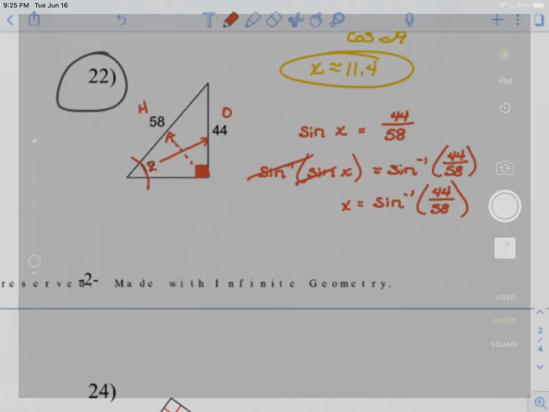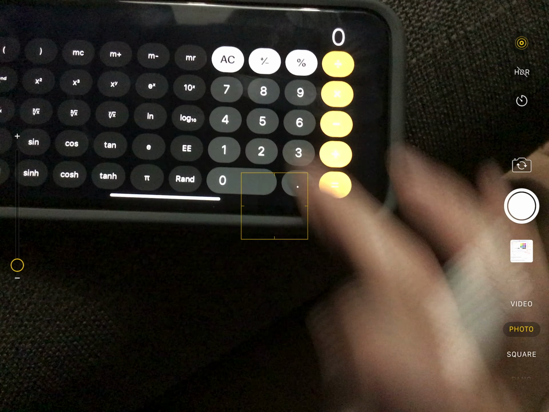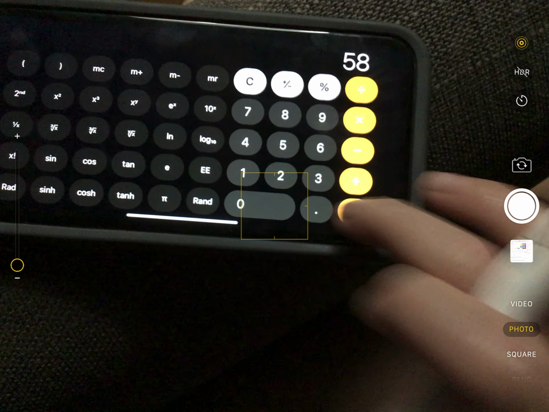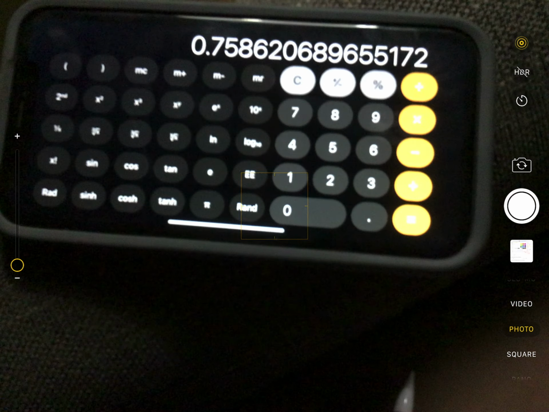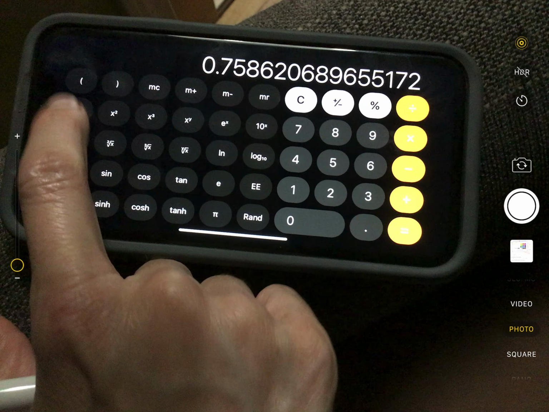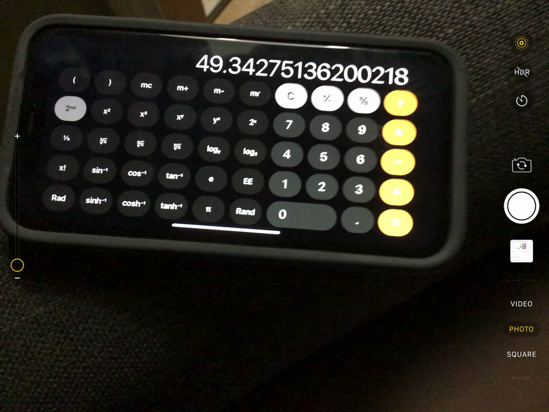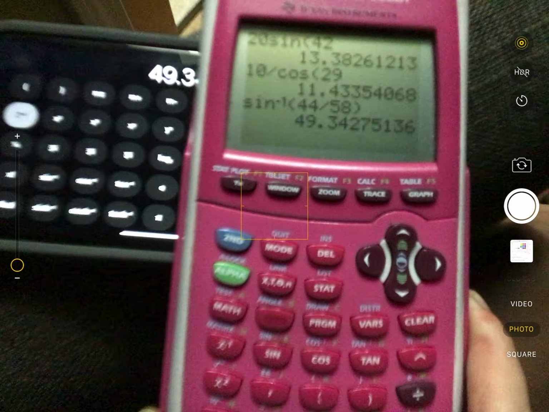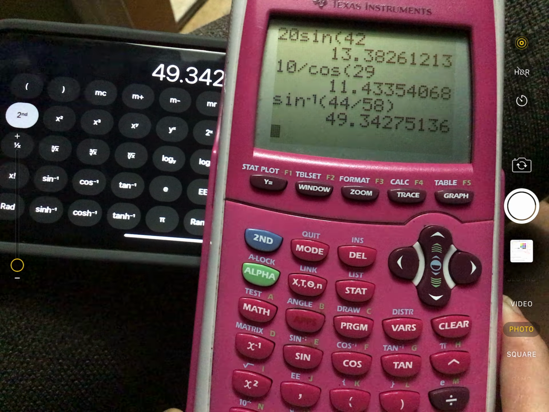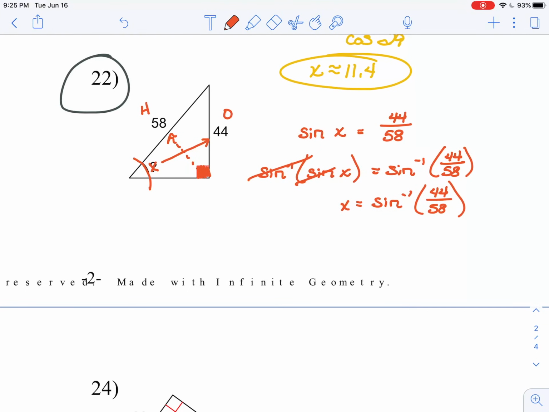And again, for those of you with the unfortunately programmed calculators, we would type in first the 44 out of 58 and figure out what decimal that is, and then say I want sine inverse. So not regular sine, sine with a -1. So both calculators tell me when I do sine inverse of 44 out of 58, I'm getting about 49 degrees. So that angle is about 49.